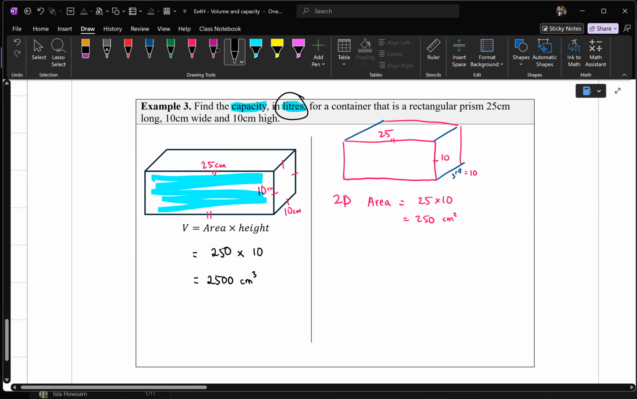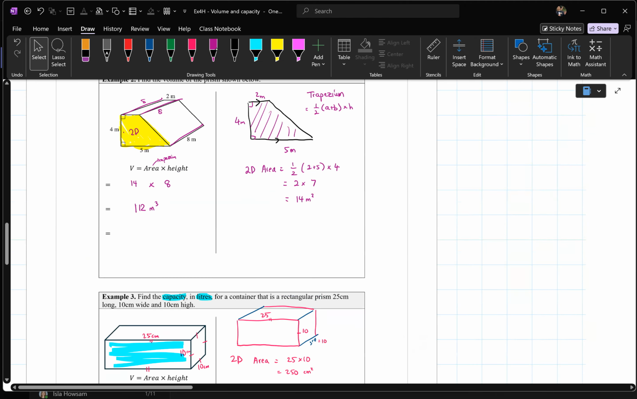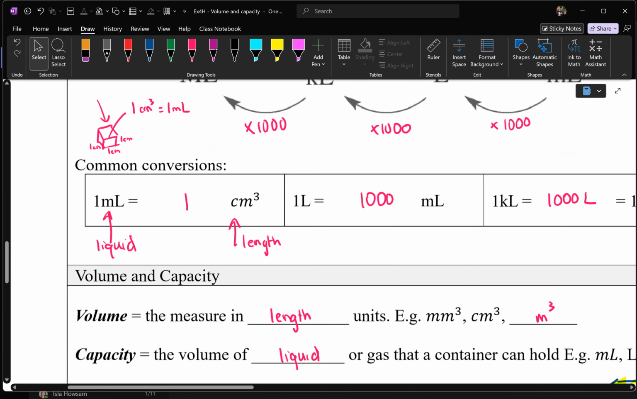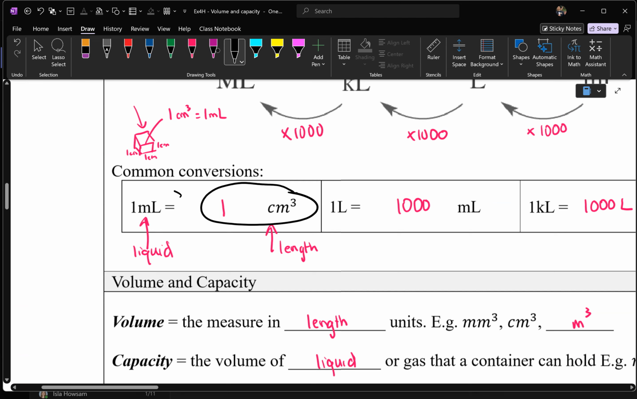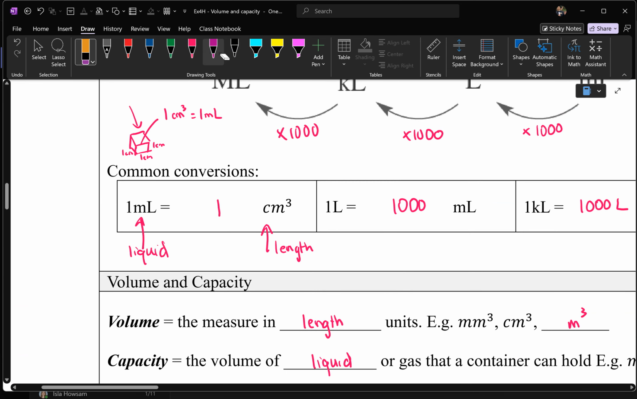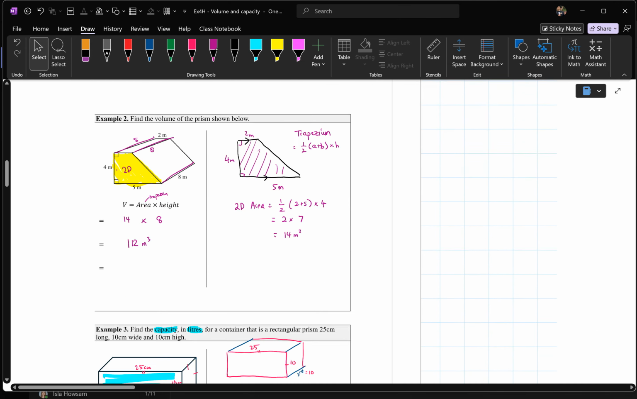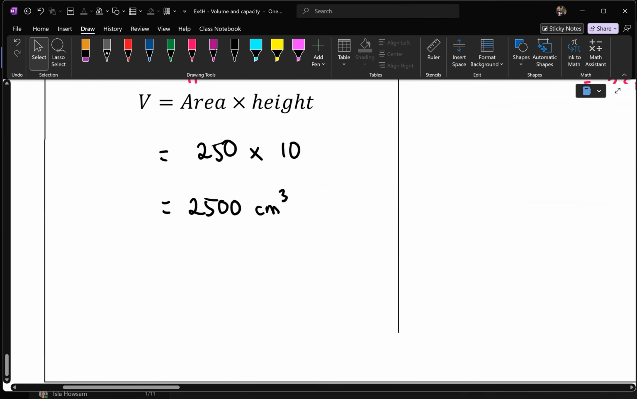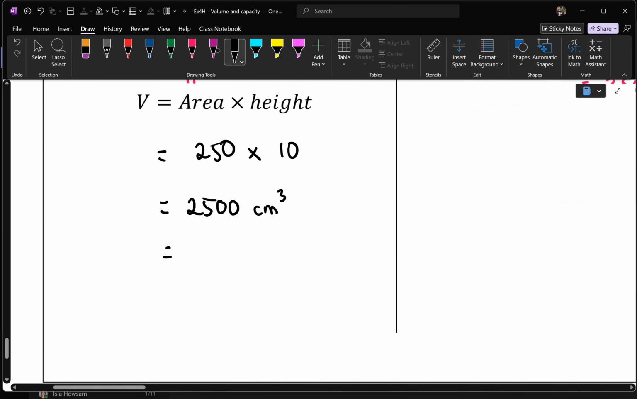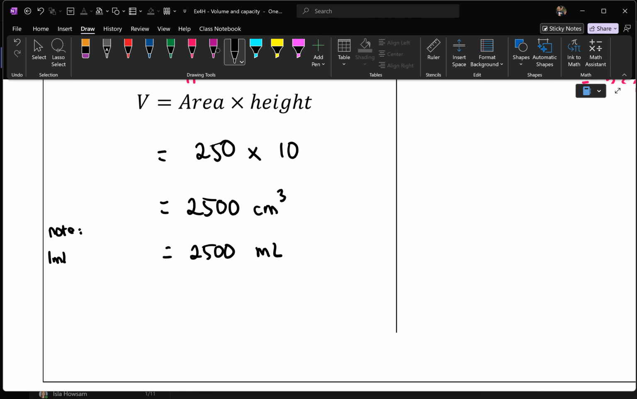Now the goal is to write that not in cubic centimeters. Remember, they want it in liters. Now we know one of the conversions back in our notes, remember, 1 cubic centimeter is equivalent to 1 mil, right? So since I've got 2,500 cubic centimeters, this is equivalent to 2,500 mils. So I'm going to write here, note, 1 mil is equal to 1 cubic centimeter.